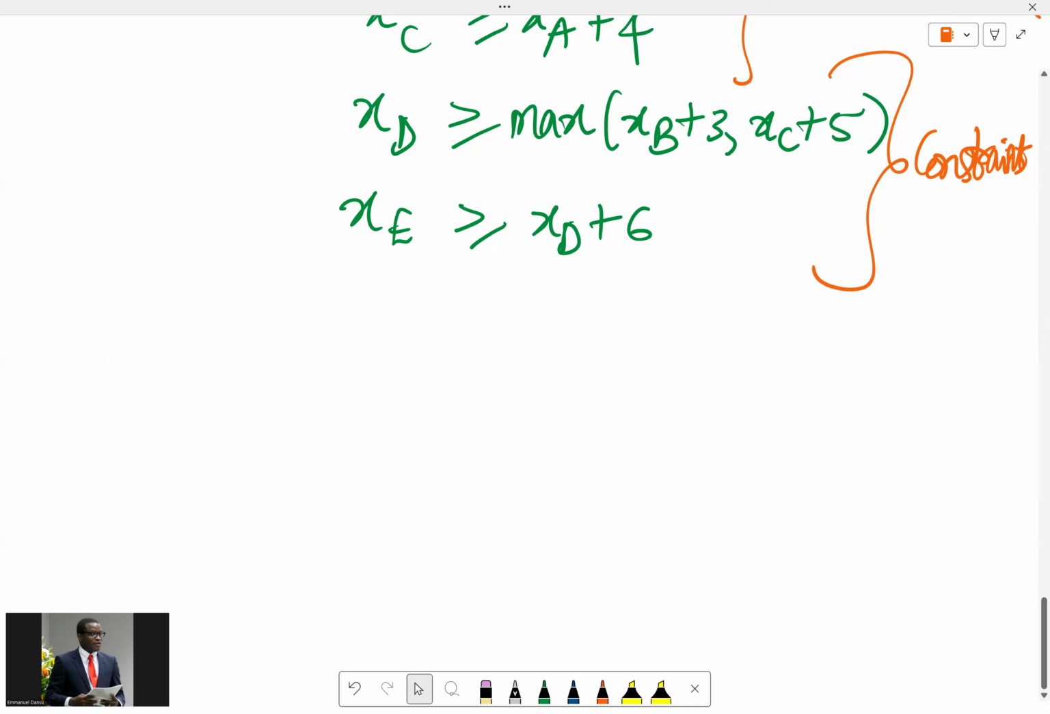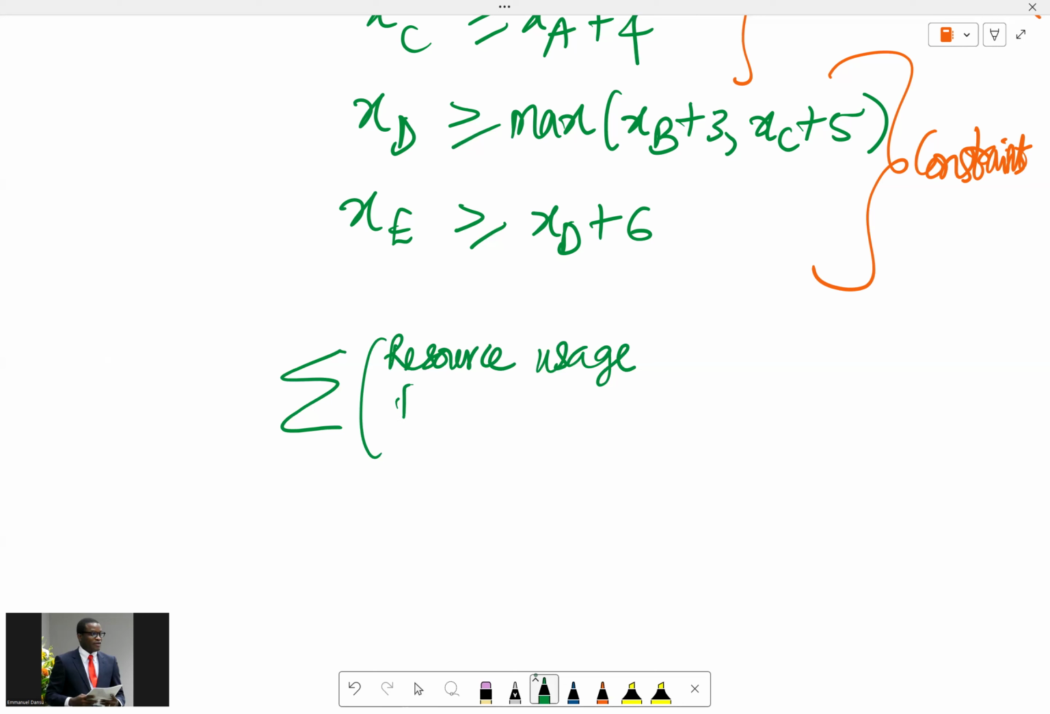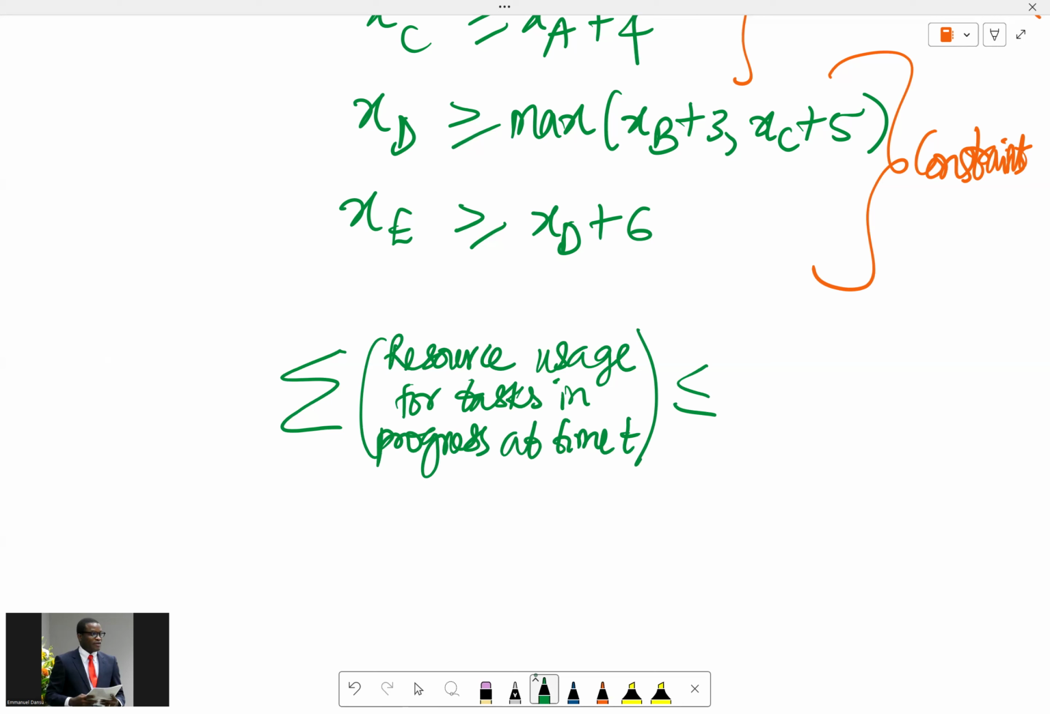We have the summation of resource usage for tasks in progress at time t, and all of that will be less than or equal to the total available resources. Of course, that's a constraint: total available resources.